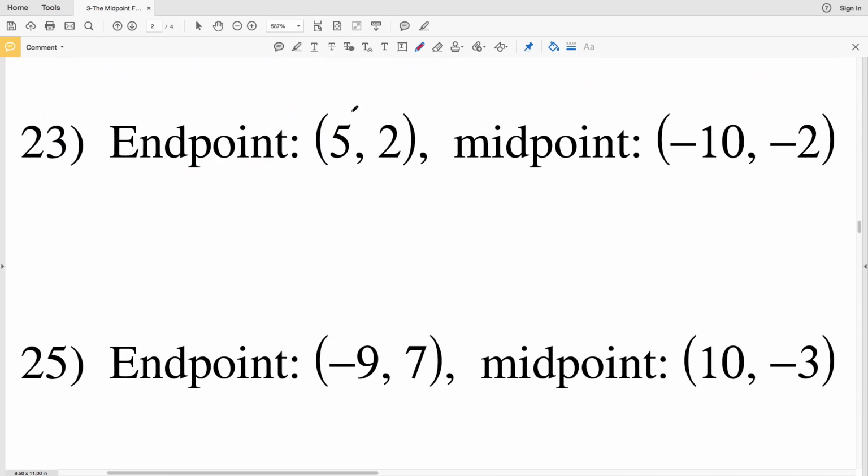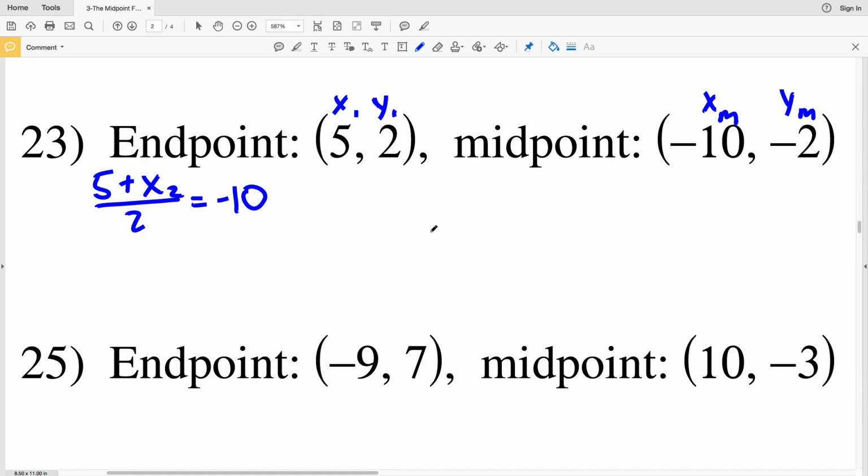In number 23, my one endpoint, let's call this x sub 1, y sub 1, is (5, 2). And then my midpoint, x sub m, y sub m, is (-10, -2). So I know for my x coordinate of my one endpoint, I'm going to have to solve for x2. So my midpoint formula, x1 plus x2, that's going to be 5 plus x sub 2. Dividing that by 2 will give me the x coordinate of my midpoint, negative 10.